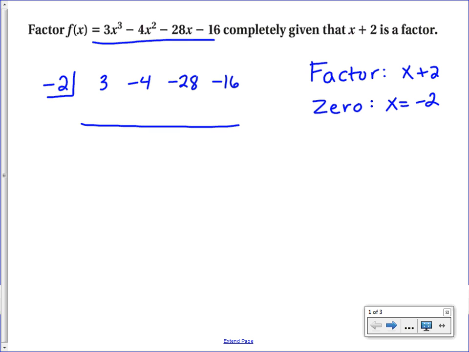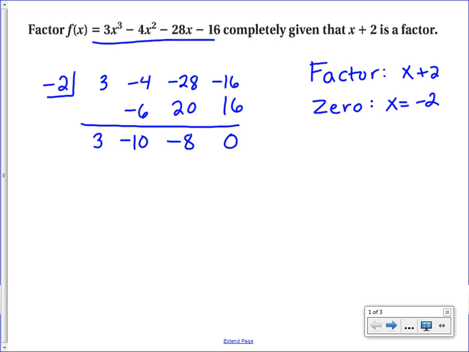Skip a little space and do the synthetic division. So you bring down the 3. 3 times -2 is -6. -4 plus -6 is -10. -10 times -2 is +20. Add those together and it's -8. -8 times -2 is +16. And when you add these last two terms together, you get 0. We get no remainder, which is what we were expecting. We knew that one of the zeros was -2, so this had to work.